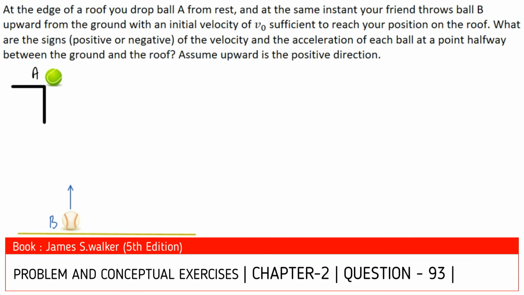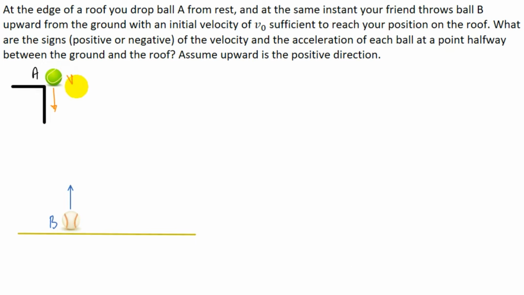So here in this question, it is given that you drop a ball from rest in the downward direction. So its initial velocity would be 0 because you drop it from rest. Now at the same instant, your friend throws ball B in the upward direction from the ground. This is the ground here, and this is the roof.